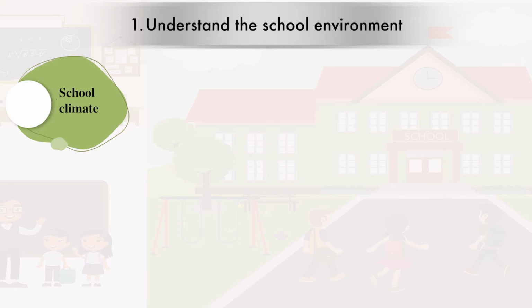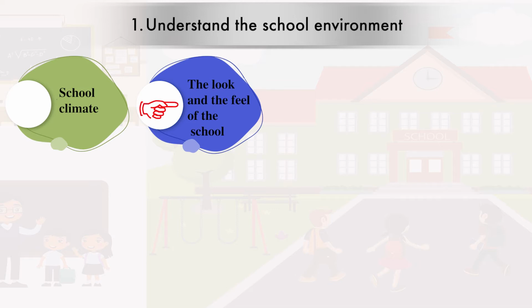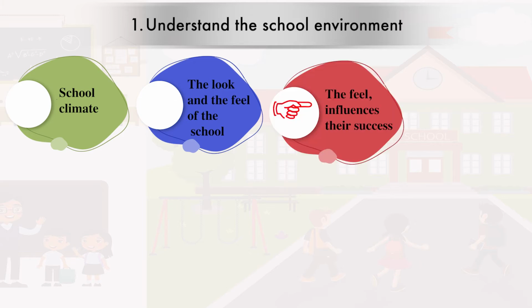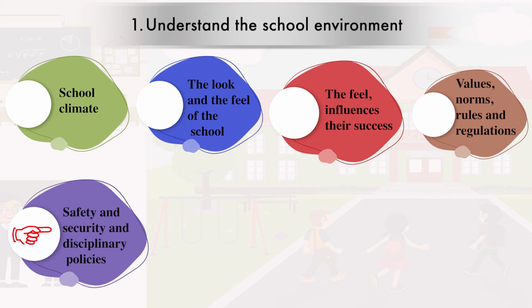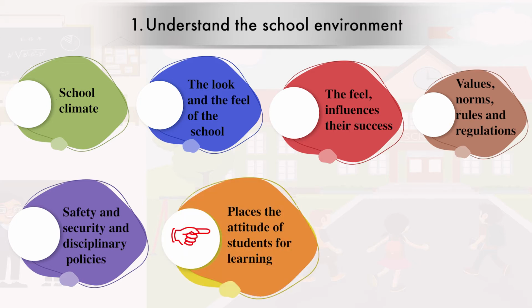School environment can also be called school climate, which refers to the impression the school gives, like the look and the feel of the school. School environment is directly associated with the success of students, because how they feel about the school influences their success. School climate or environment is affected by the values, norms, rules, regulations, safety and security, and disciplinary policies they follow. Understanding school environment is important because it shapes the attitude of students toward learning.